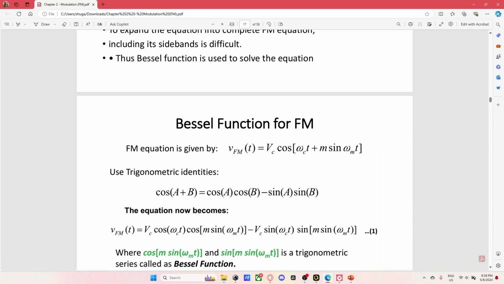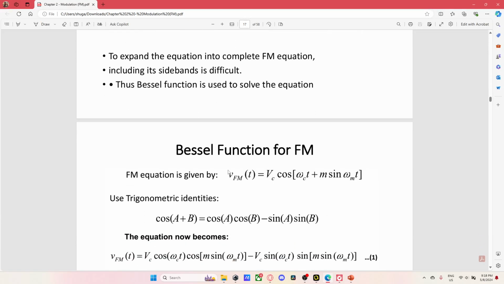So this is the FM equation given by VFM. This is the FM equation. VFM equal to VC cos of omega C t plus modulation index times sine omega m t.